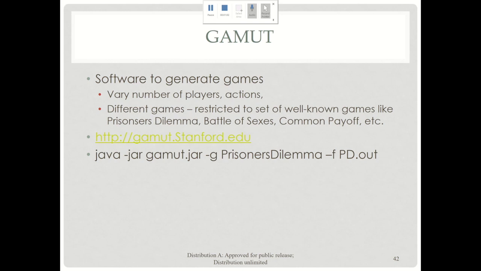So we'll discuss some of them. First is Gamut. Gamut is actually a library not for solving games but to generate games. You can vary the number of players, actions, also different types of games that you create. Gamut is a jar file, so you download this gamut.jar file and you run it from the command line using the java -jar switch.